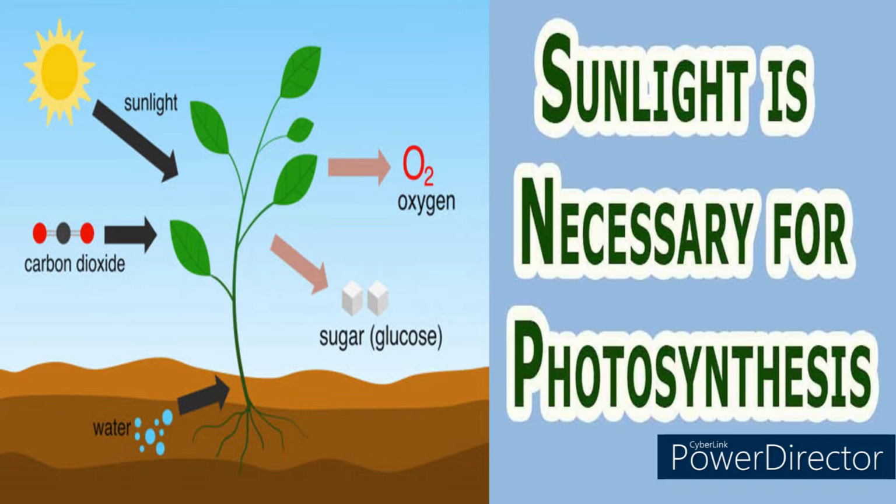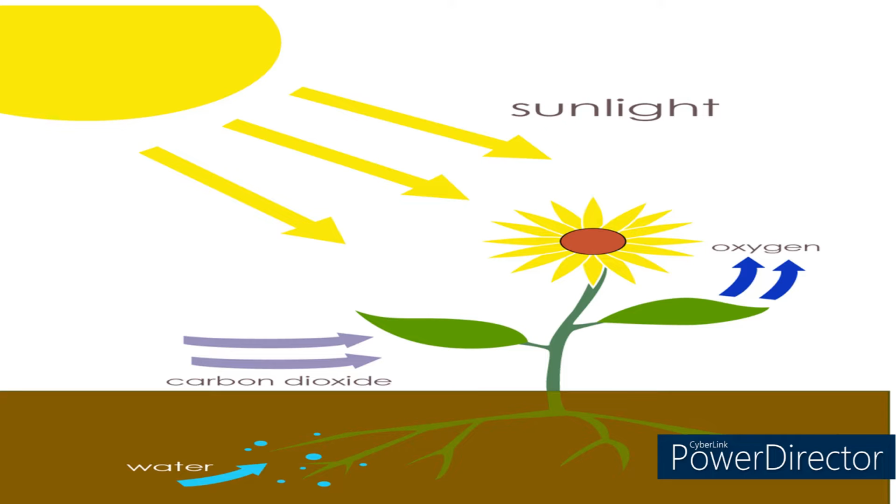Sunlight is necessary for photosynthesis. Photosynthesis is the process by which green plants synthesize carbohydrates by using carbon dioxide, water, sunlight, and chlorophyll present in the leaves. Light is one of the essential requirements for the photosynthesis. The energy contained in solar radiation is absorbed by the photosynthetic pigments and is converted into utilizable chemical energy during photosynthesis.